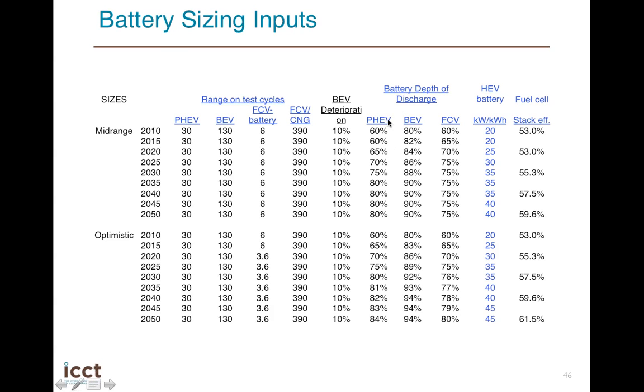Battery depth of discharge has a major impact on the size of the battery pack. This improves over time. Hybrid batteries were not sized on the basis of kilowatt hours. Instead, they were sized on the basis of power, kilowatts. And the power capability of the hybrid batteries is assumed to increase over time. And so that's what these numbers here are. And then finally, the fuel cell stack efficiencies, which you've seen before.